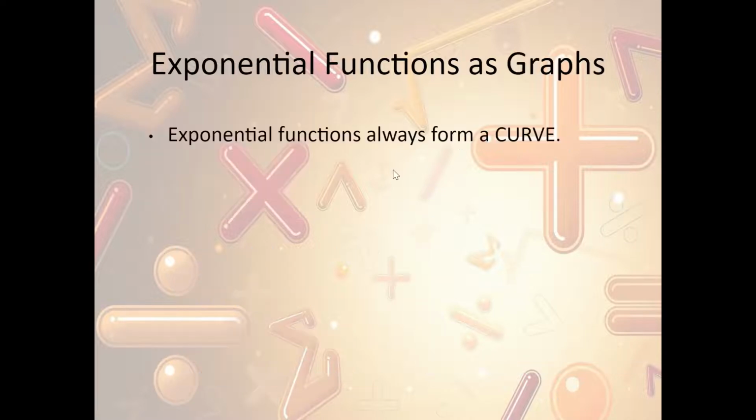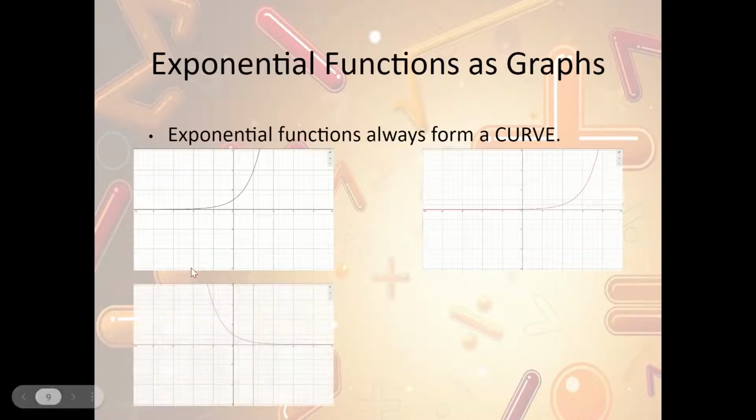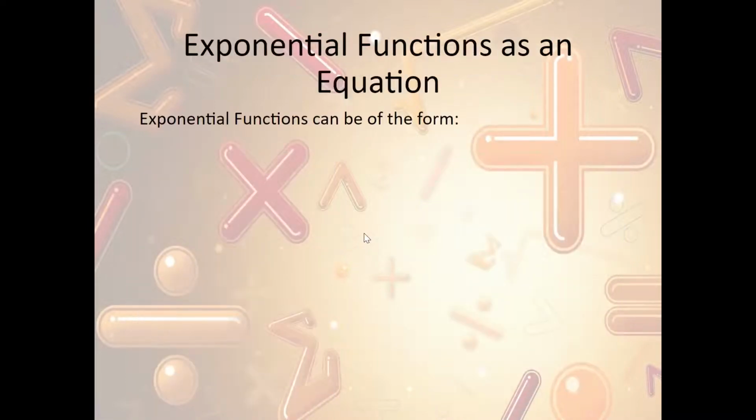curve. Now, what do exponential functions look like as graphs? They always form a curve, a single curve. So for instance, this is an exponential function. This, even if I shift it over, it's still considered an exponential function. If I have it go downward, that's an exponential function. And if I have it go below the x-axis, still an exponential function. All of these are examples of exponential functions. Now, exponential functions are of the form y equals a to the x times b.